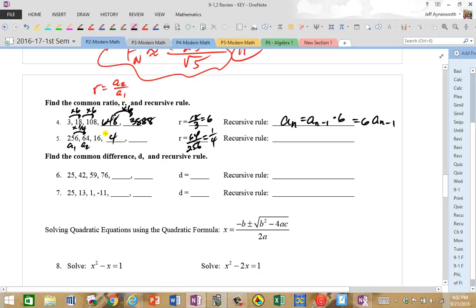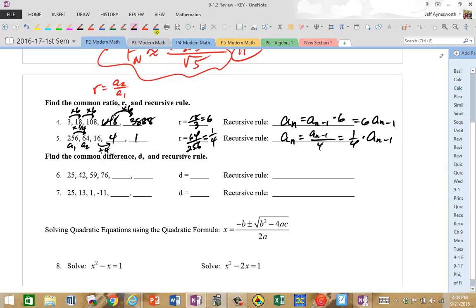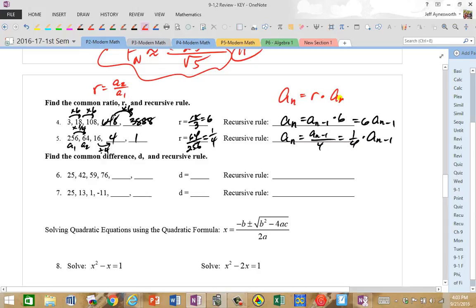When you multiply by 1/4, it's the same thing as dividing by 4, right? Dividing by 4 and multiplying by 1/4, which is multiplying by the reciprocal, is the same. And you divide by 4 again, you get 1. So the recursive rule, I know some of you want to write it as a sub n minus 1 divided by 4. That's fine, but it's really 1/4 times a sub n minus 1. Remember, in general, for geometric sequences like these, a sub n is equal to r times a sub n minus 1.